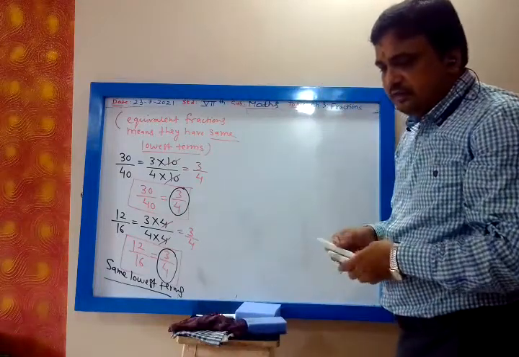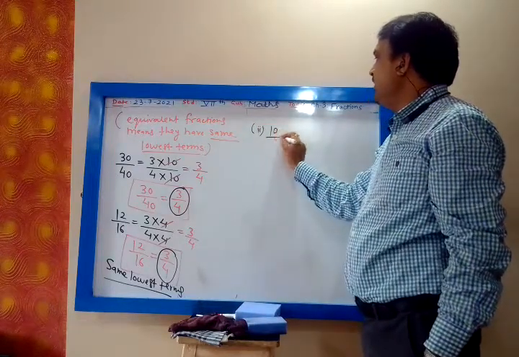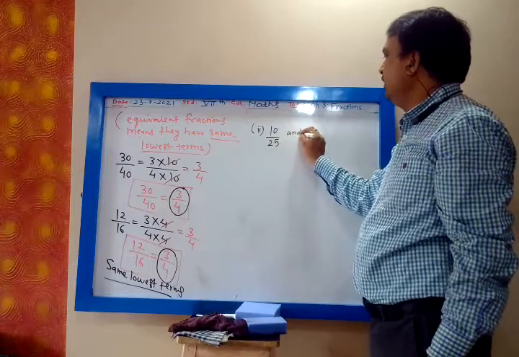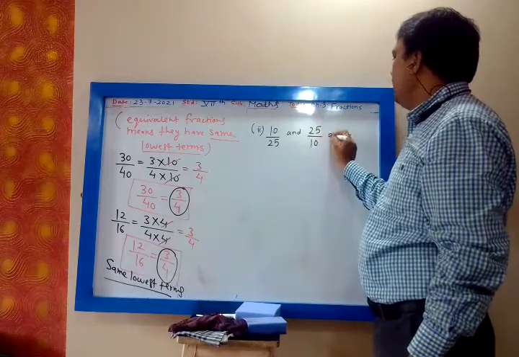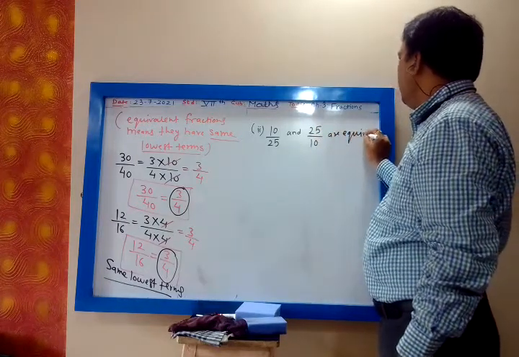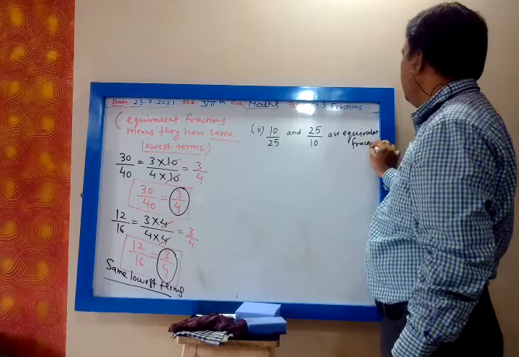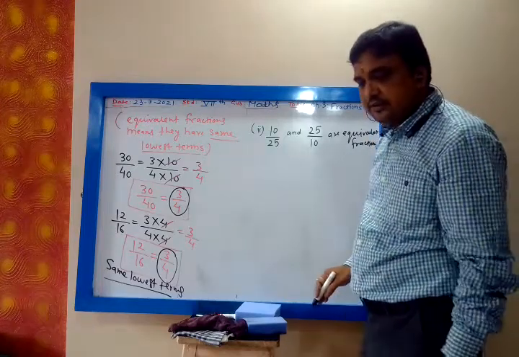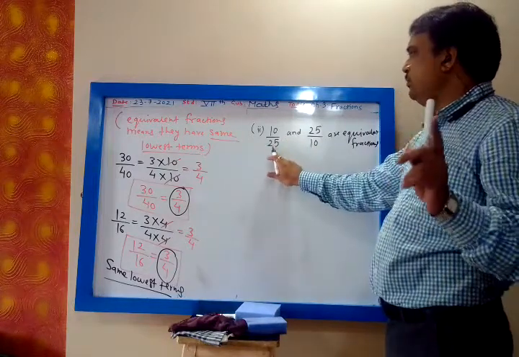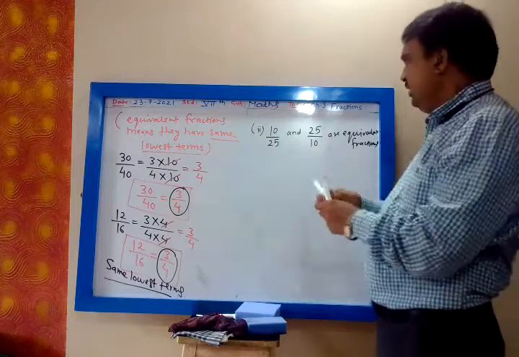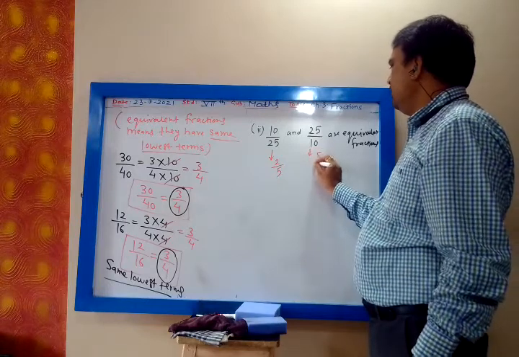Now second, 10 upon 25 and 25 upon 10 are equivalent fractions. Let us check. This will be 2 upon 5. Yes, the lowest term of 10 upon 25 will be 2 upon 5. And what will be the lowest term in 25 upon 10? This will be 5 upon 2.